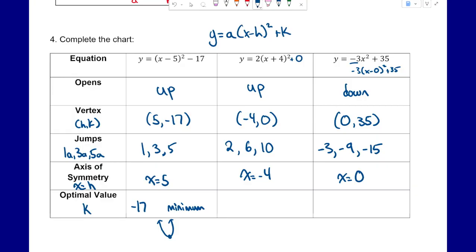For the next one, my optimal value is going to be 0. It is also a minimum because it opens up. And then lastly, 35 is going to be my maximum, because it opens down, it looks something like this. So the vertex is the highest point that you could have, and that makes the optimal value the maximum, not the minimum.